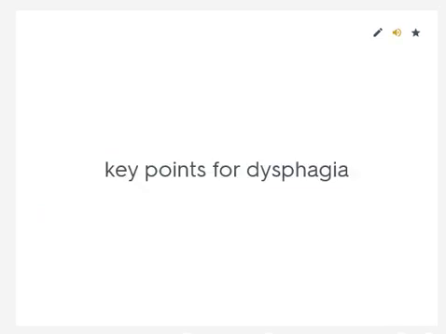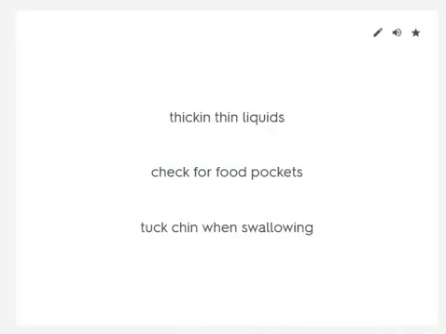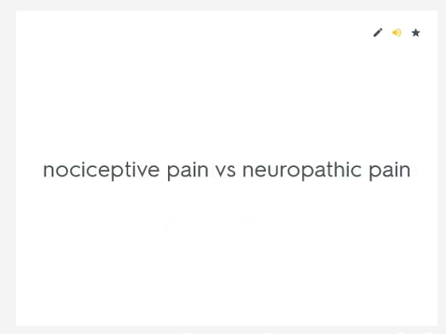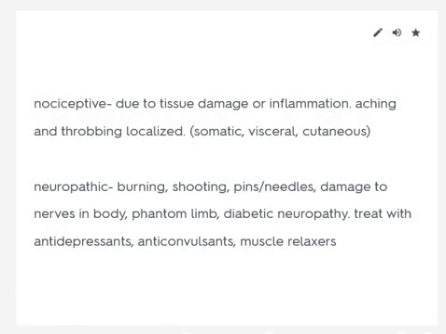Key points for dysphagia: thick and thin liquids. Check for food pockets. Tuck chin when swallowing. Nociceptive pain versus neuropathic pain. Nociceptive: due to tissue damage or inflammation, aching and throbbing, localized. Neuropathic: burning, shooting, pins and needles, damage to nerves and body. Phantom limb, diabetic neuropathy. Treat with antidepressants, anticonvulsants, muscle relaxers.